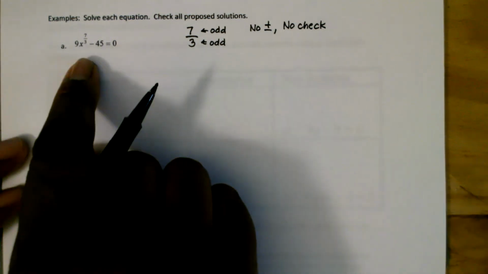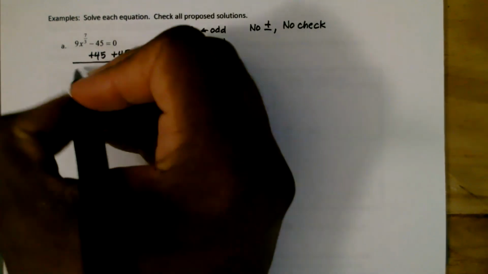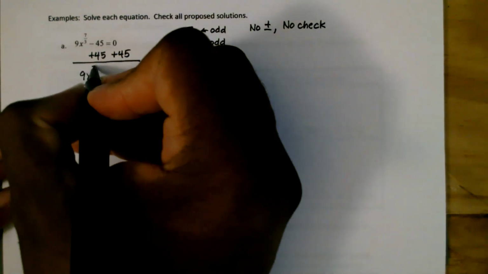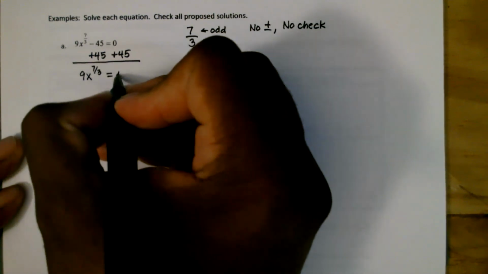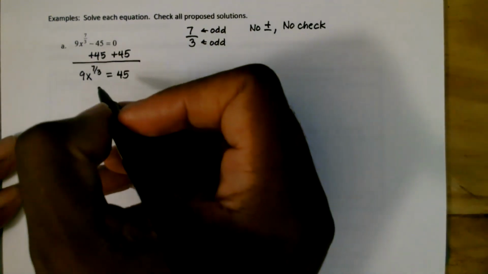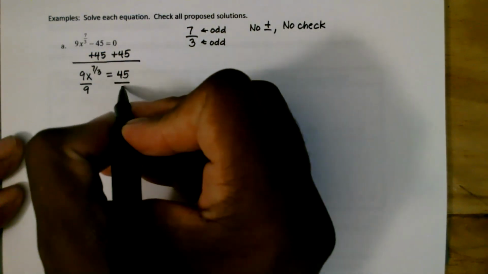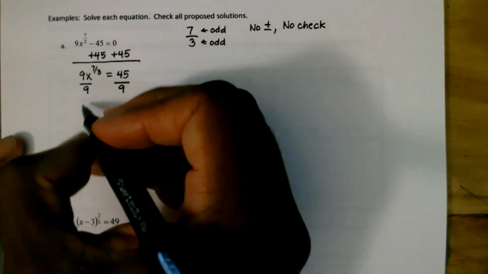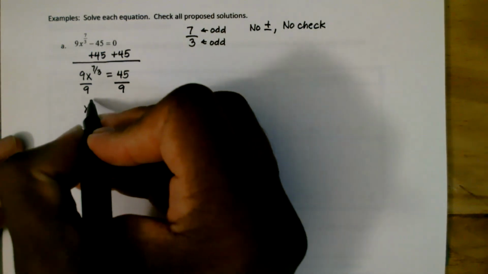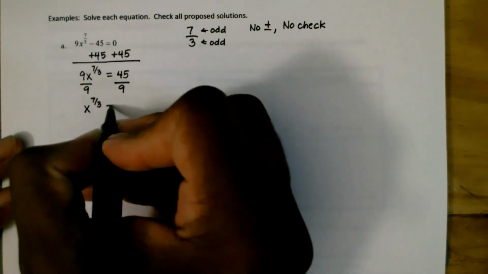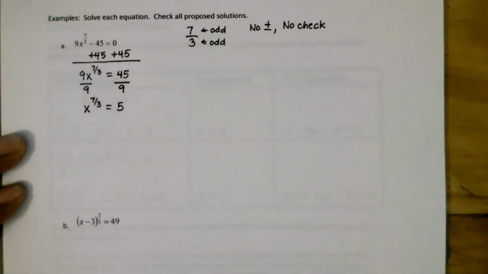So now let's solve this equation by getting the rational exponent by itself. I'm subtracting 45. I need to add 45 to both sides. So that means I got 9x to the 7/3 equals 45. And then to solve for x, divide by 9. Or to get x to the 7/3 by itself, I'll divide both sides by 9. That would mean x to the 7/3 is equal to 5.